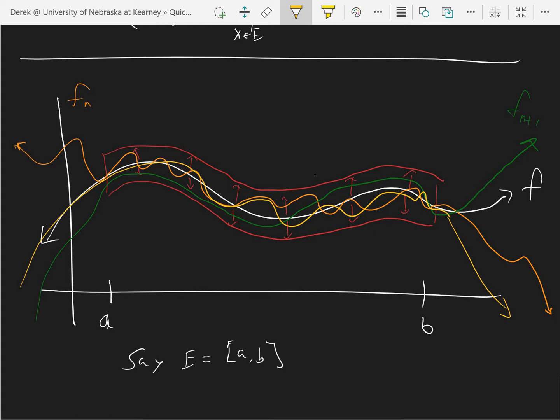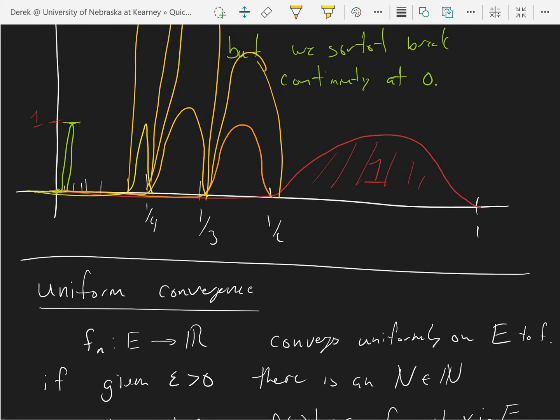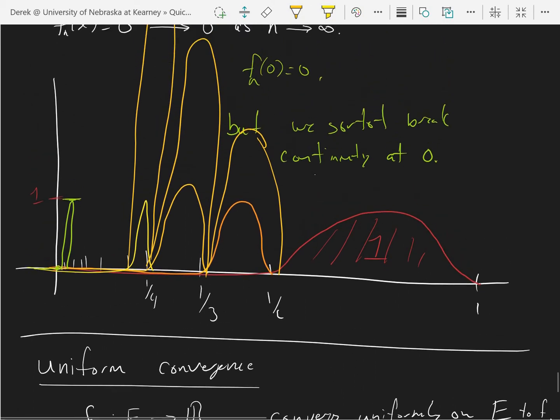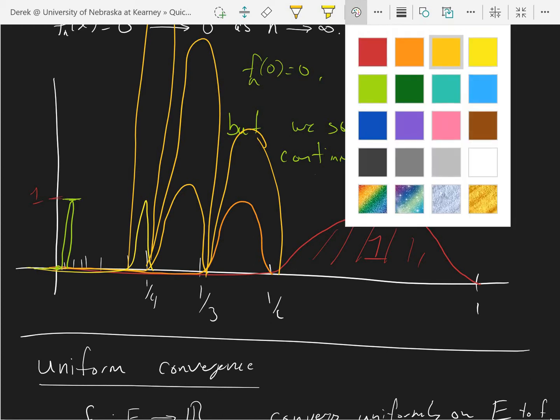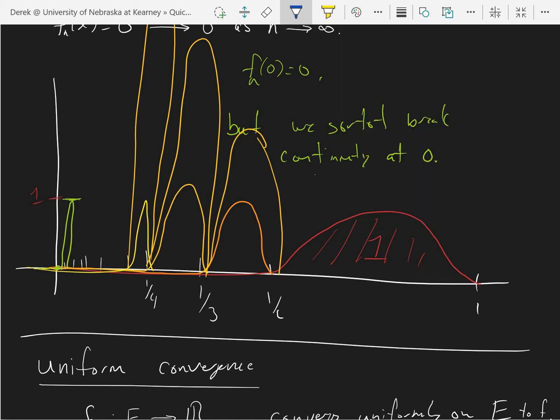Okay, so let's look at these other pictures here. These do not converge uniformly to 0. So let's draw an epsilon envelope around 0. Let's pick epsilon to be 1/2. If this was to converge to 0 uniformly, there would be some point in the sequence that all of the functions, all of my red, yellow, orange, green functions would be inside this blue region here. And obviously, none of these functions stay inside the blue region, so they can't converge uniformly.